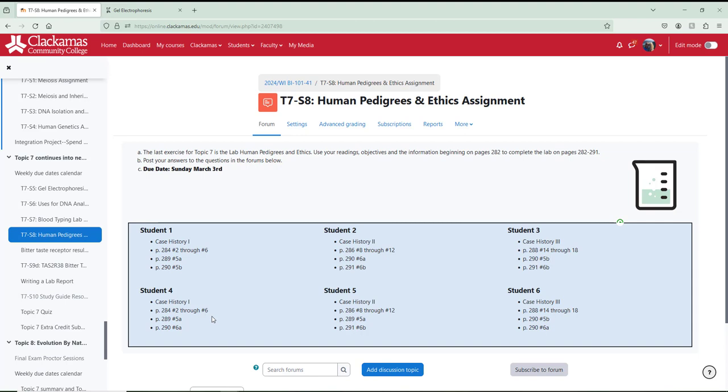So each case history has some sort of inherited trait. Okay, so it talks about the trait, and then it talks about the family. Okay, so who has it, who doesn't.